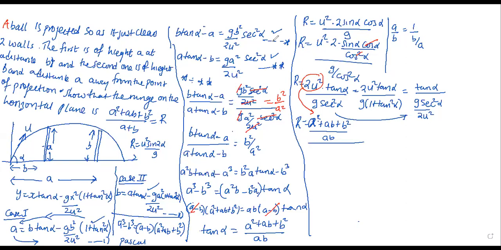Which one should I use? Star 1 or star 2? 1. Okay, look here. From 1, b tan alpha minus a over b squared is actually equal to g sec squared alpha over 2u squared. Do you agree? Do I hear yes?